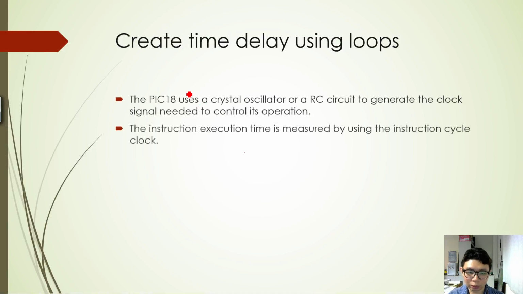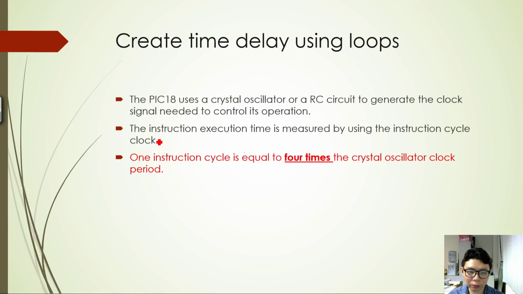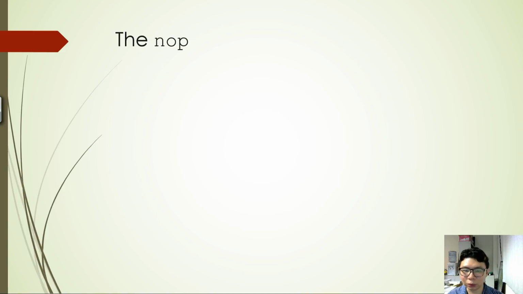We've covered this in class. We know that the PIC18 uses a crystal oscillator. Every PIC18 board has a crystal oscillator that generates the clock to control the operation. One important thing to note here is that one PIC18 instruction cycle takes 4 times the crystal oscillation. So one instruction cycle is equivalent to 4 crystal oscillations.